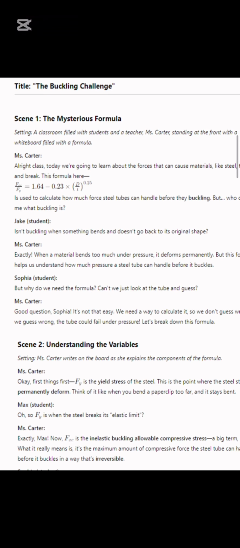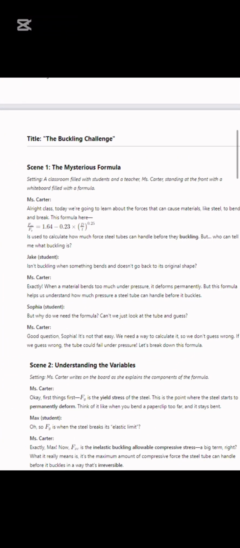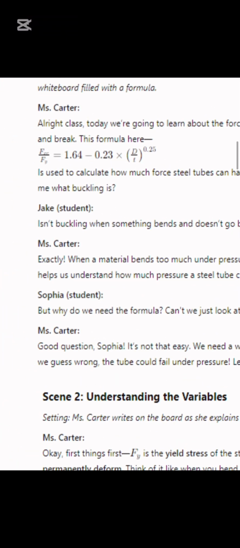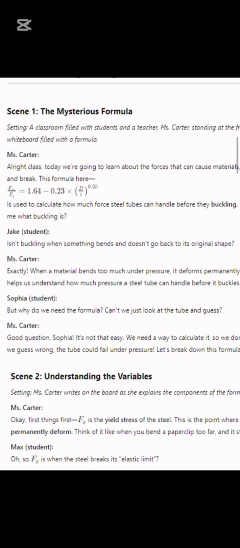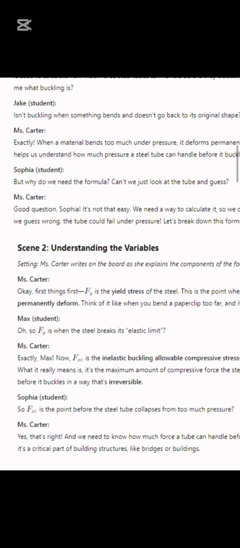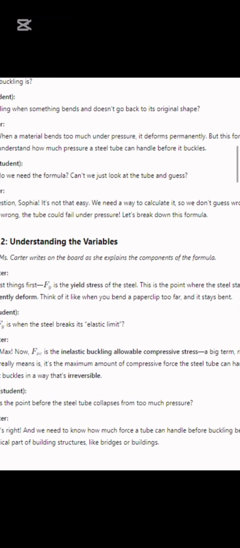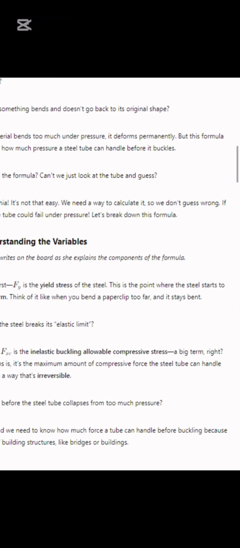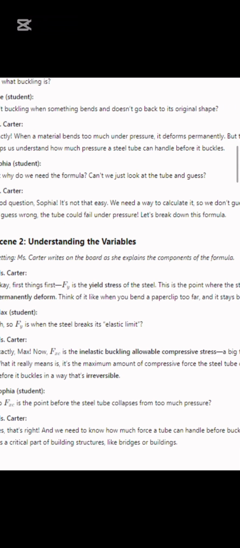Let's see one thing. Alright class, today we are going to learn about the forces that can cause materials like steel to bend and break. This formula is used to calculate how much force a steel tube can handle before buckling. But who can tell me what buckling is? Isn't buckling when something bends and doesn't go back to its original shape? Exactly. When a material bends too much under pressure, it deforms permanently. This formula helps us understand how much pressure a tube can handle before it buckles.